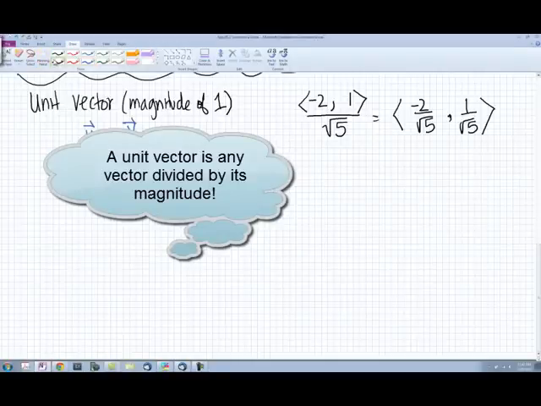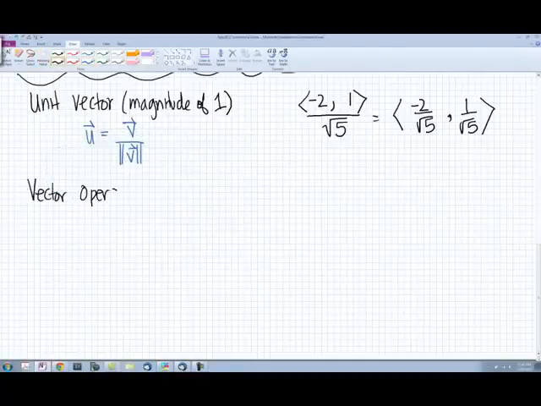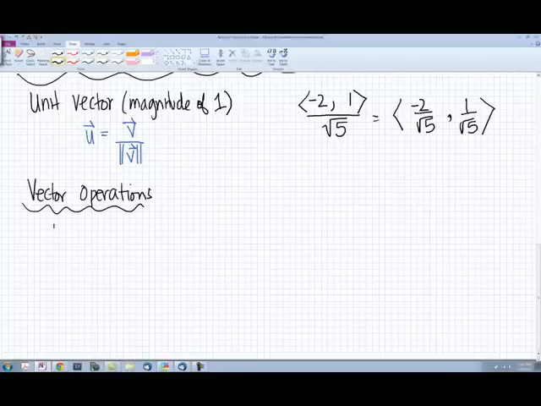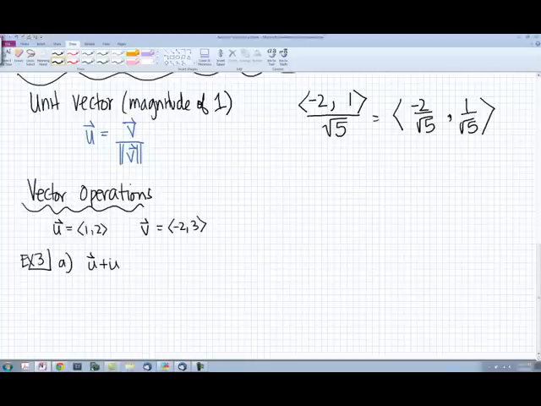Now you also need to be able to perform simple vector operations, such as adding vectors together, subtracting vectors, and also multiplying by a scalar. So let's say we have vector u, which is <1, 2>, and vector v, which is <-2, 3>. I want us to calculate u plus u, and also express it graphically, and calculate u plus v.